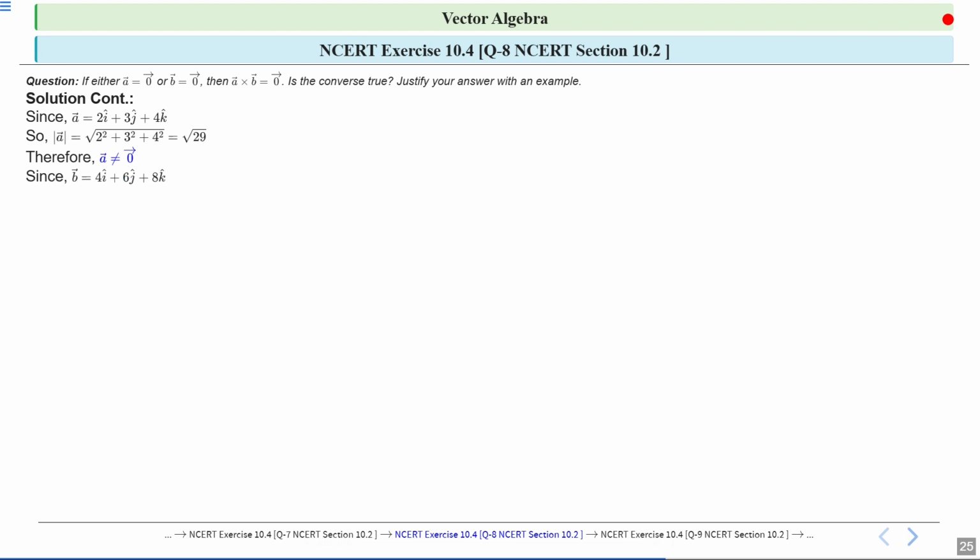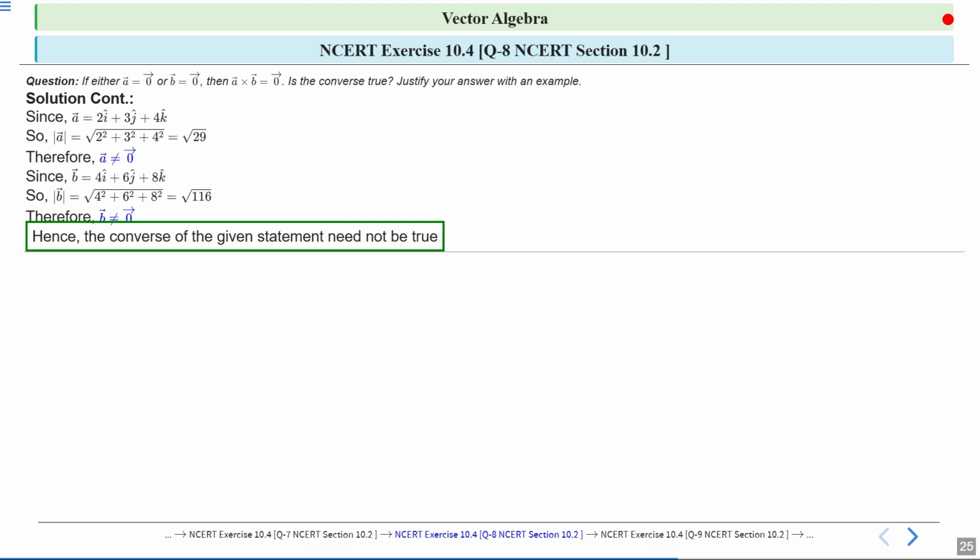Since B vector is equal to 4 i cap plus 6 j cap plus 8 k cap, the magnitude of B vector is equal to root over 4 square plus 6 square plus 8 square, which is equal to root over 116. Therefore, we can say that B vector is not equal to 0 vector. Hence, we can say that the converse of the given statement need not be true, right? Got it? Okay, let's move to the next part.